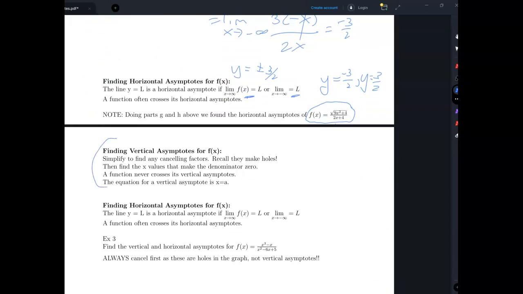Okay, so let's just recap. You know how to find vertical asymptotes, and this is how you find horizontal asymptotes. You take the limit towards infinity, so it's called end behavior. You've done this before in pre-calculus, I know. You could cross horizontal asymptotes because this is just what's happening as you're heading out to infinity or negative infinity. Vertical asymptotes, remember, you have to cancel first because those make holes. They're not vertical asymptotes. And once you simplify, the function never crosses its vertical asymptotes, and that's where the denominator is 0. Remember, you get vertical asymptotes when the numerator is a number and the denominator is 0.